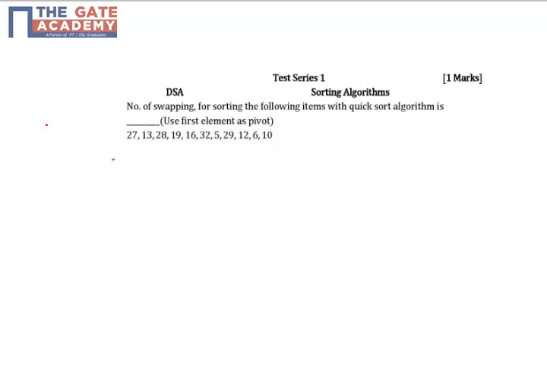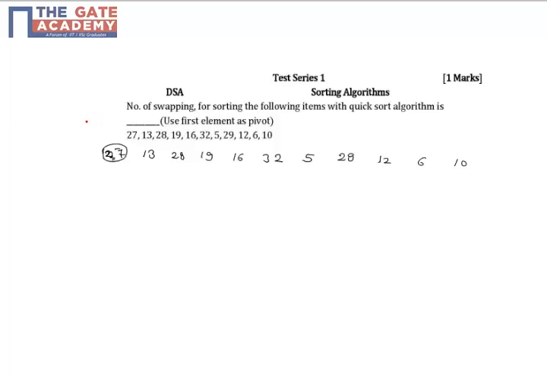Next question is from sorting algorithms. They have asked how many swaps there will be when I sort the given sequence with the help of quicksort. So I'll write the given sequence: 27, 13, 28, 19, 16, 32, 5, 29, 12, 6 and 10. In the question they have given that we will have to choose the first element as my pivot element. So 27 I have chosen as pivot element.